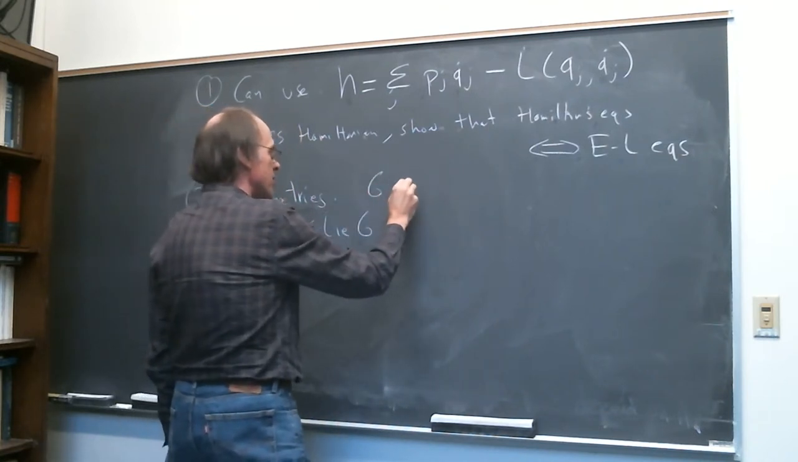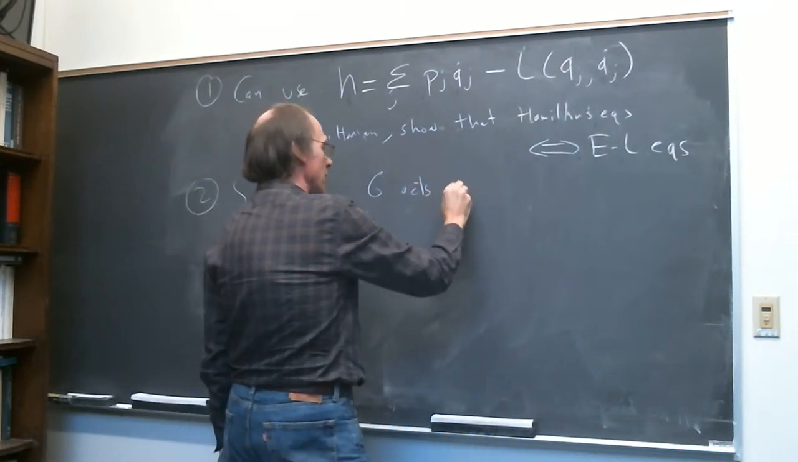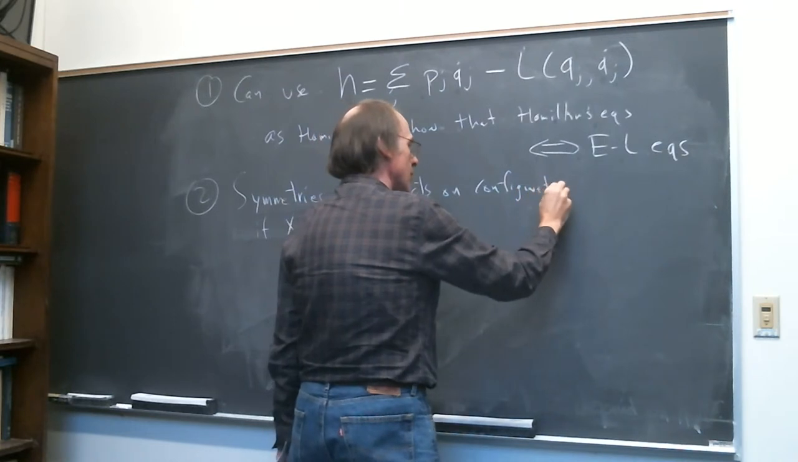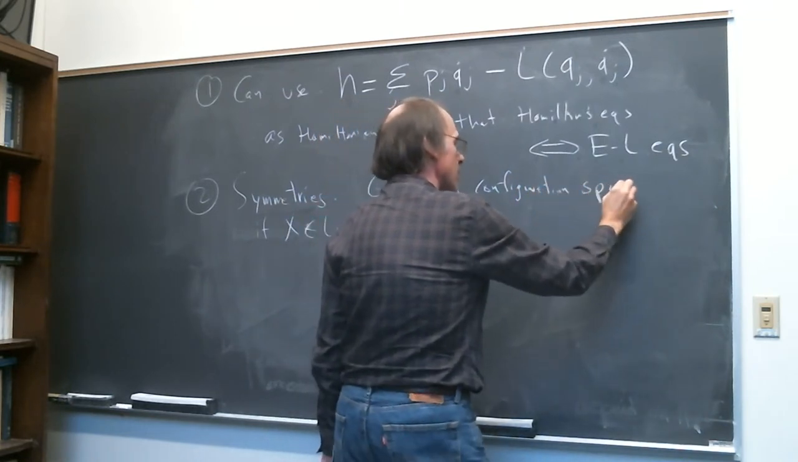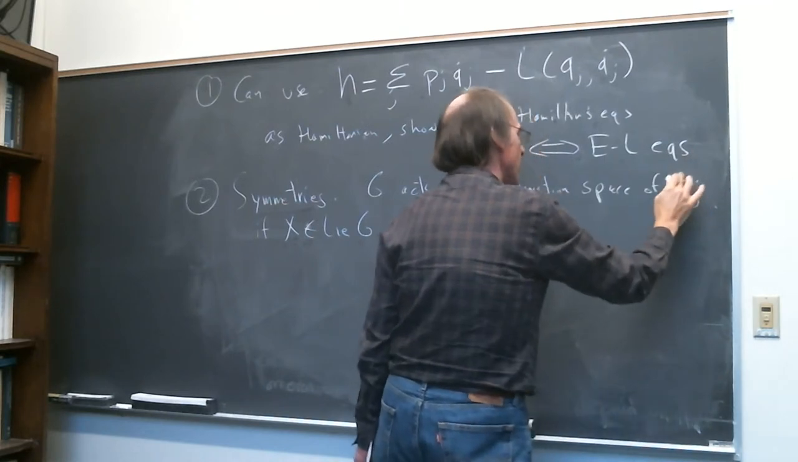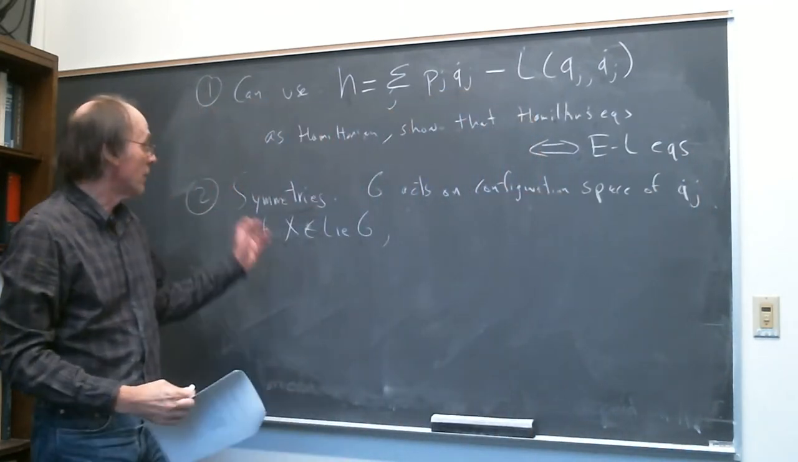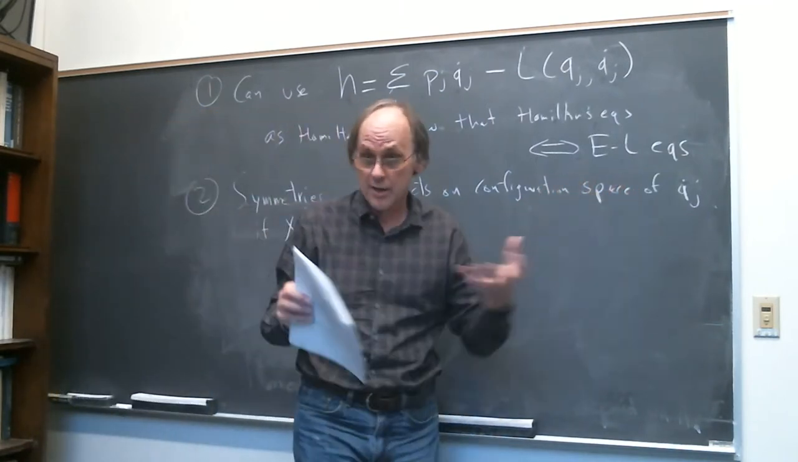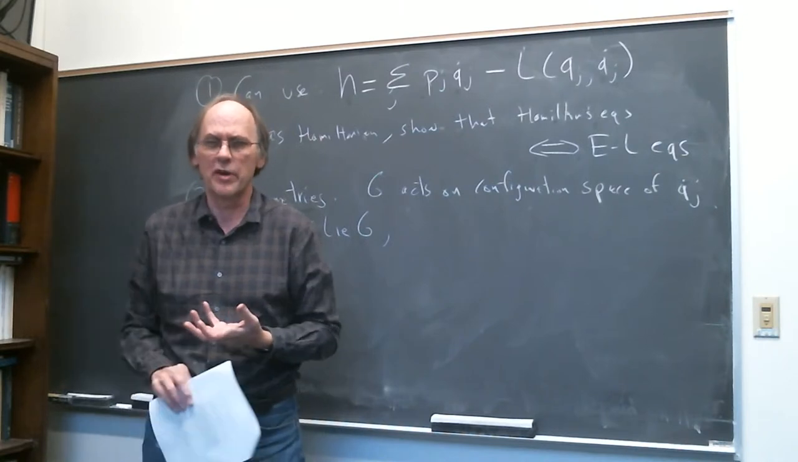So this is always going to involve G acting on the configuration space of the Q_j. Okay. So the story about symmetry is in the Lagrangian formalism. In the Lagrangian formalism, all you've really got is the configuration space, and you're moving around in it.